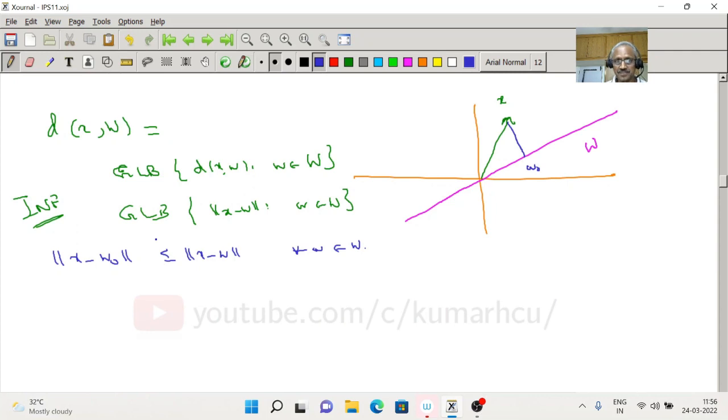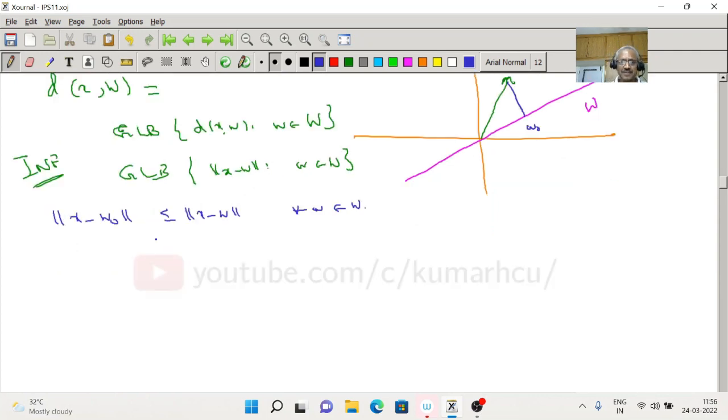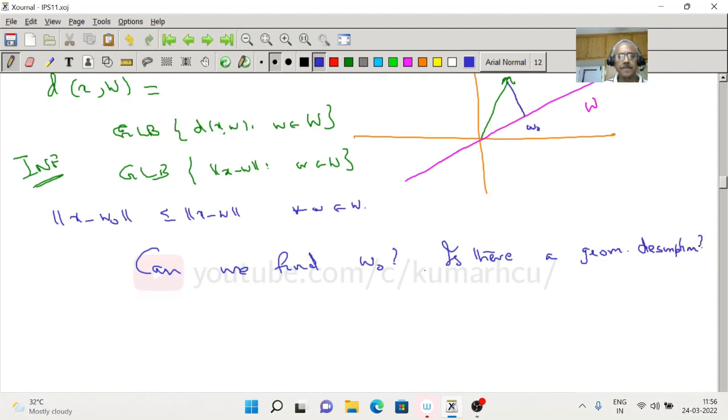This is very interesting. GLB is defined, but there may not be a point in W so that the distance between x and the vector subspace W is the same as the distance between x and the point w naught. It may not exist, but we are saying it exists. And then we also know how to identify that vector w naught geometrically. Do you understand this? Therefore, can we find this? Is there a geometric description? This is a question.